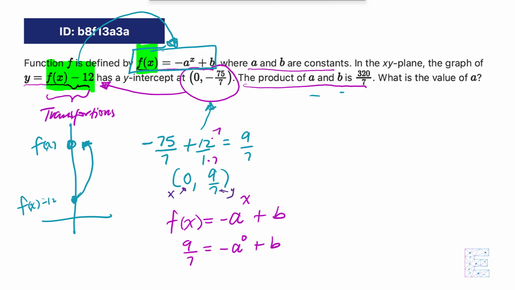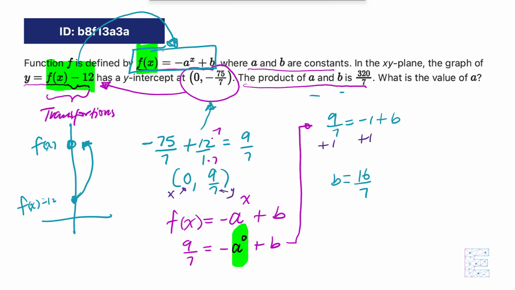Now, anything to the power of 0 is 1. What I'm saying is, if you raise anything to the power of 0, it's going to be a 1. But then there's a negative out there. So this is going to be 9 over 7 equals negative 1 plus b. You got to add 1 to both sides. And you will find that your b value is 16 over 7.